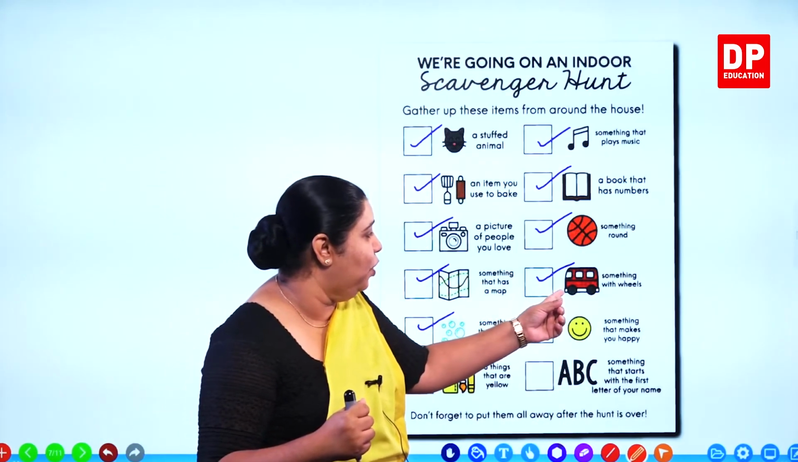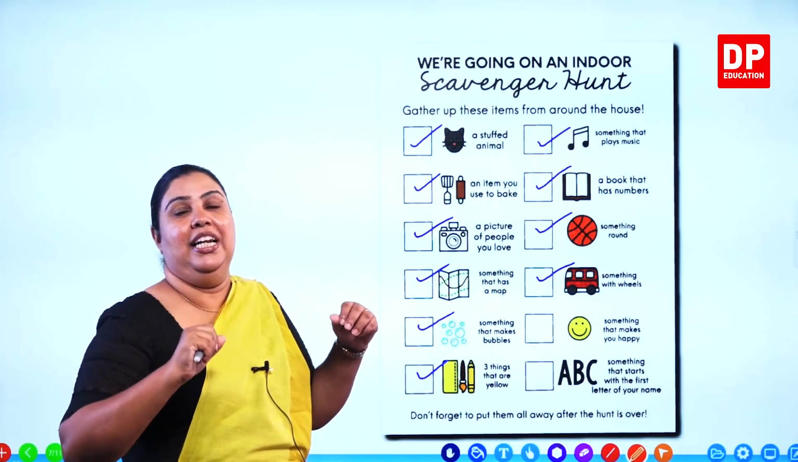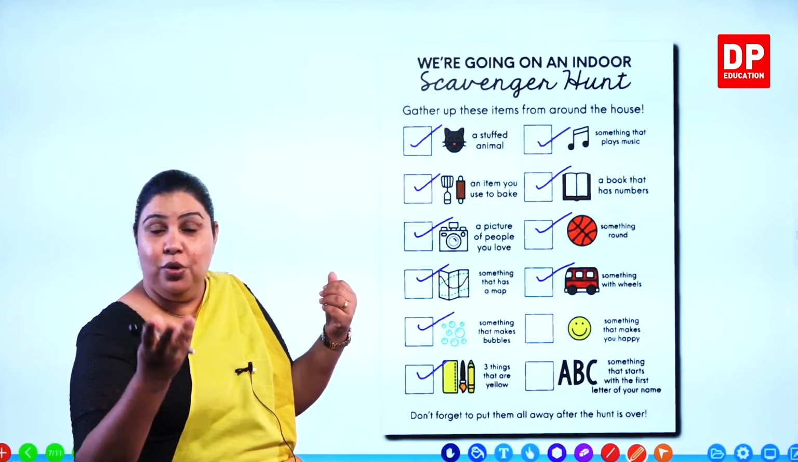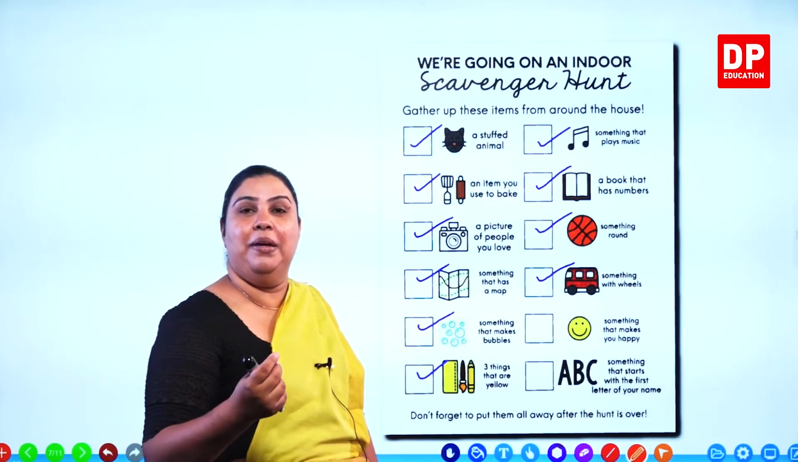You can find little toys like this that have wheels. You have toy cars, you have toy aeroplanes, toy trains, so maybe you can quickly bring one of them, right?